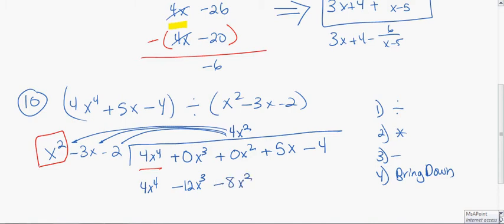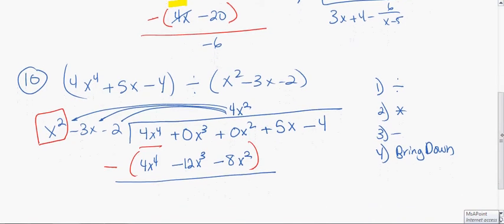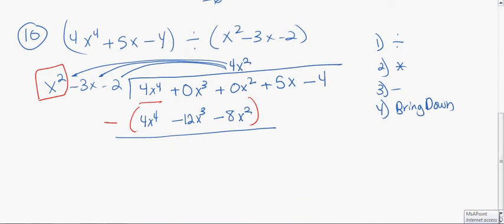Next step is to subtract. So I need to subtract this whole line. I usually put parentheses around whatever I'm subtracting. That just helps me remember to make sure I get all those terms subtracting and kind of helps me keep track of the signs, a classic place to make a mistake. All right, let's do this subtracting. 4x to the 4th, take away 4x to the 4th, they are gone.